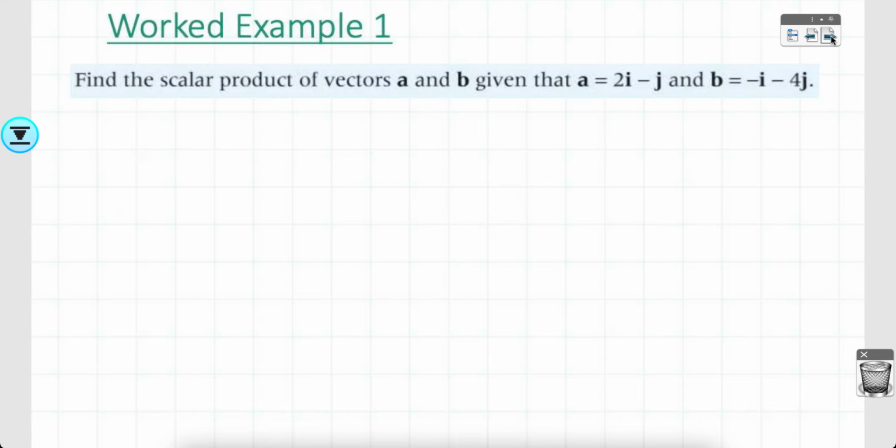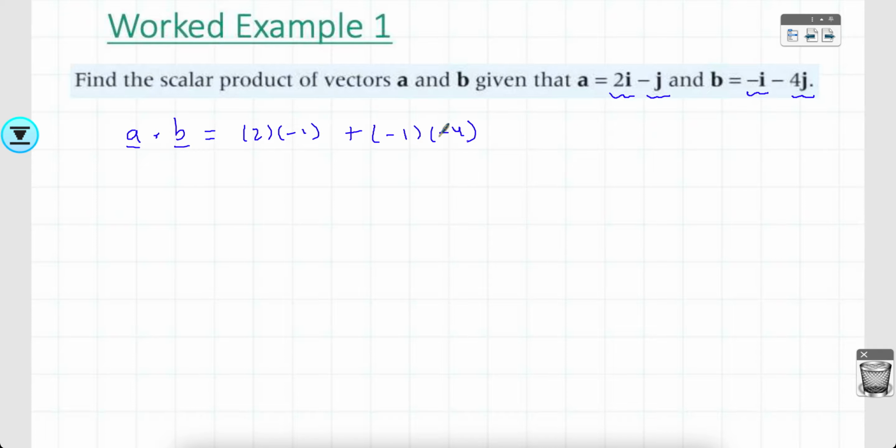So just quick examples just to get us started. If I need the scalar product of these, you can write them out any way you want. So the scalar product is just going to be me taking the coefficients of the i components and multiplying them together. So 2 and -1. Add to that the j component, and that's -1 and -4.